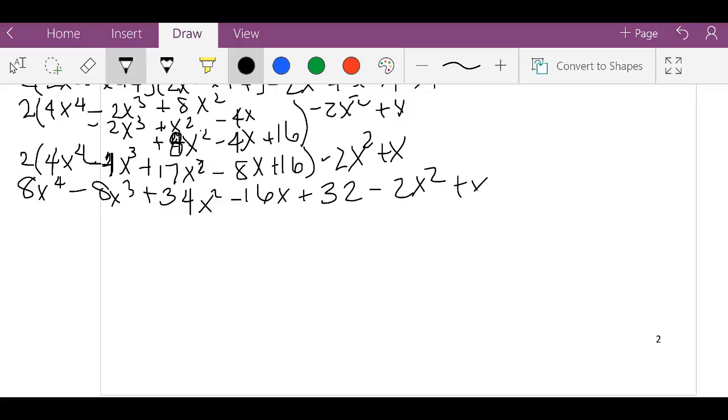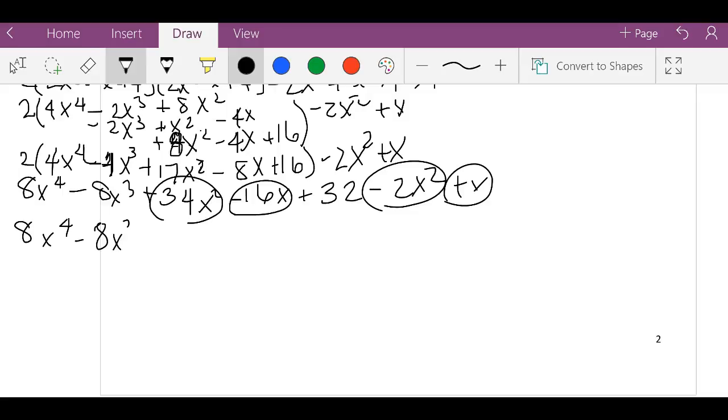Let's combine some more like terms. These two can add and subtract. These two can combine. So our final answer is 8x to the 4th minus 8x to the 3rd. 34 and a negative 2 is now a positive 32x squared. A negative 16 and a positive x is now a negative 15x plus 32. Okay. Whew! My goodness. That was a long one.